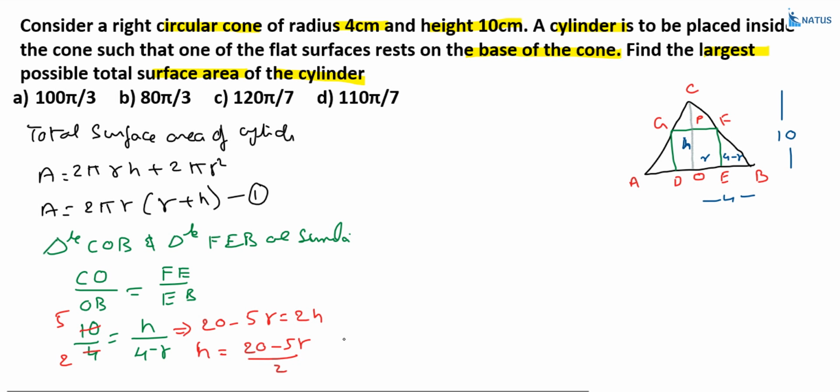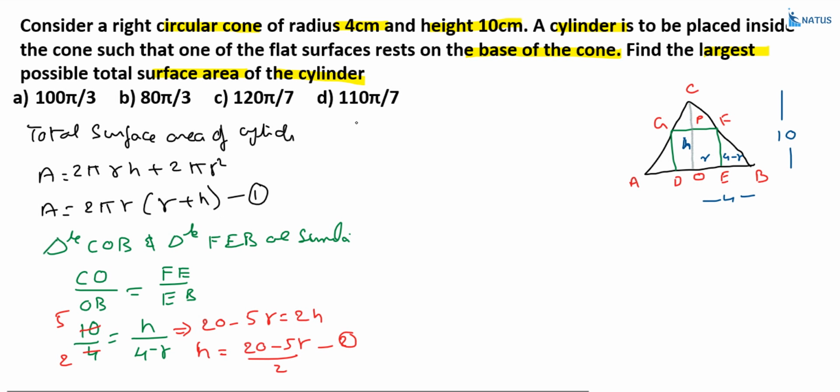Right? And this is the second equation. What is the first equation? A equal to 2 pi R into R plus H. And what is the second equation? H is equal to 20 minus 5R by 2. Now you will substitute this value in this equation, then you will convert this entire equation into single variable.